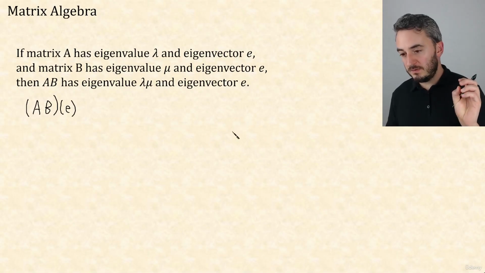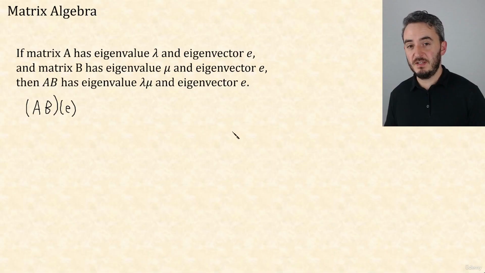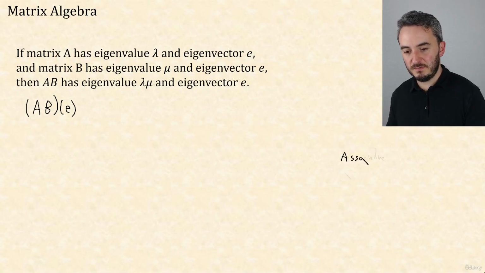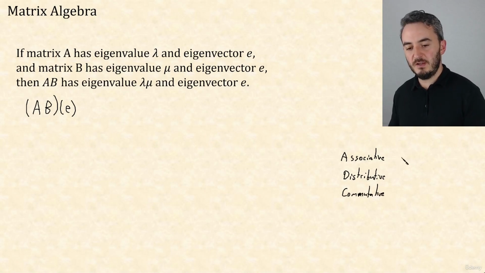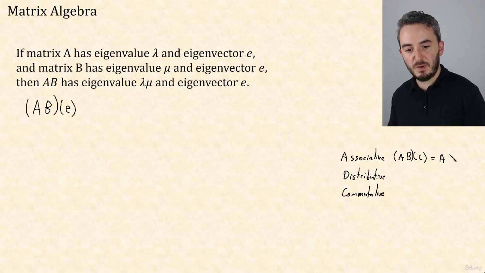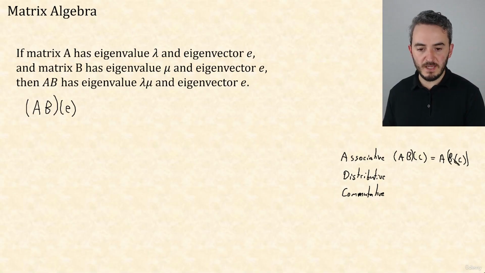Okay, now one nice fact about matrix multiplication is that it is associative. There's a lot of jargon here, but matrix multiplication is associative, it is distributive, but it's not commutative. Now, what does that mean? It means that for A, B, and C, you can multiply A times B first and then apply it to C, and that's the same as first applying B to C and then applying A.